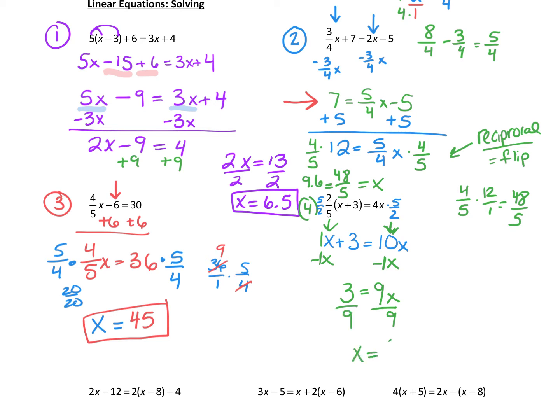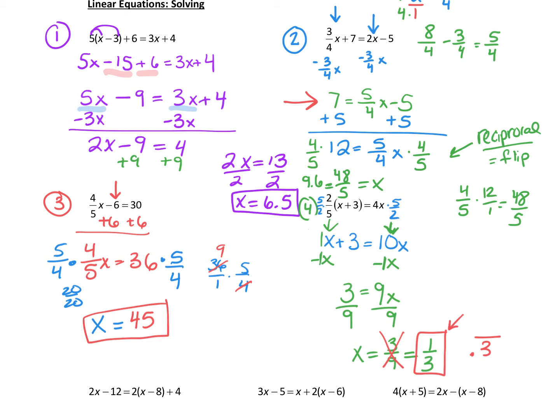Now x is going to equal 3/9, but we must reduce. So we do not want to leave our answer as 3/9. We want to leave it as 1/3. We also do not want to do a decimal in this case because 1/3 is a repeating fraction. So it would be 0.3 repeating, which is not as nice as just leaving it as 1/3. So when we have repeating decimals, we want to write them in fraction form.